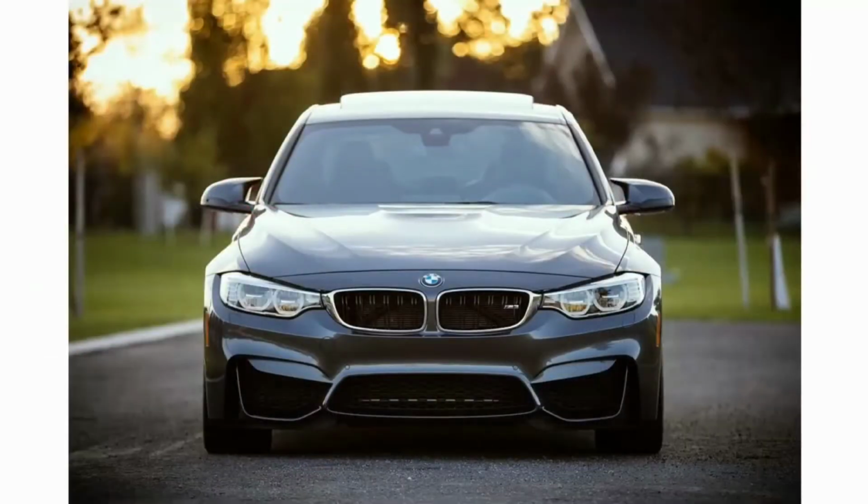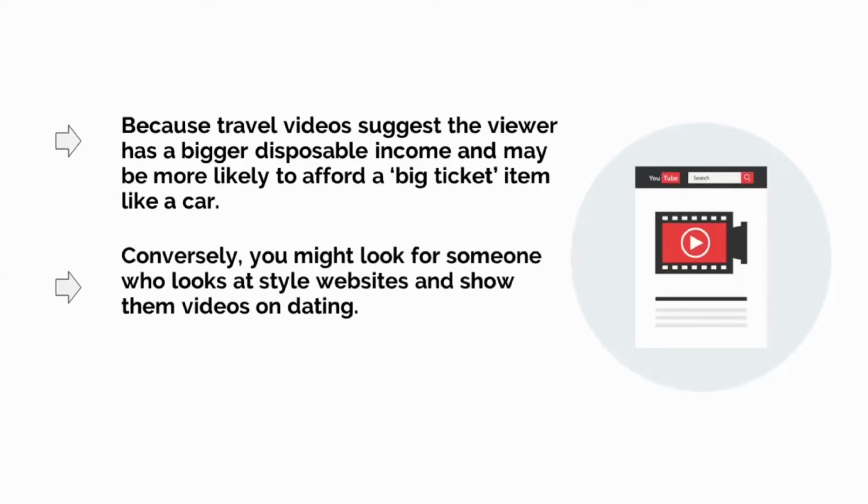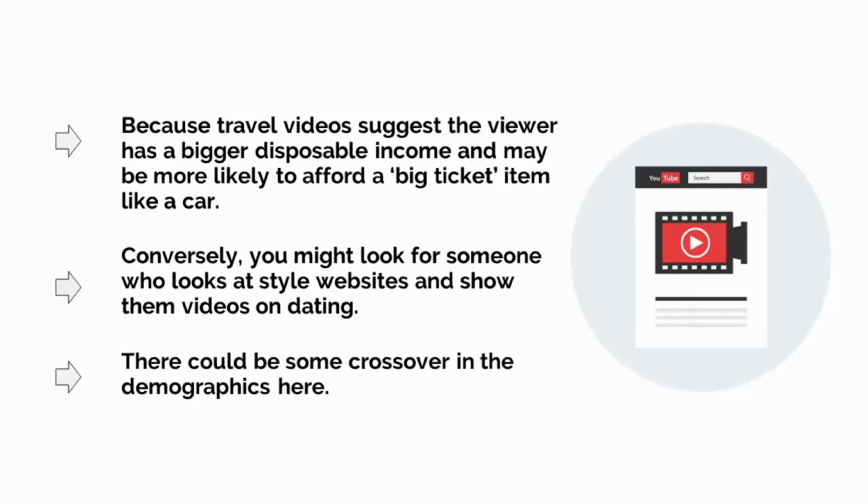For example, if you were a brand selling a car, then you might choose to look for viewers who target travel videos. Why? Because travel videos suggest that the viewer has a bigger disposable income and thus may be more likely to afford a big ticket item like a car. Conversely, you might look for someone who looks at style websites and show them videos on dating. Again, there could be some crossover in the demographics here.